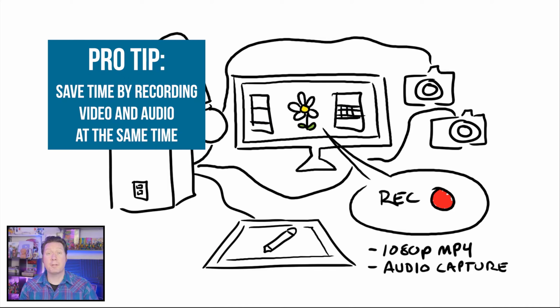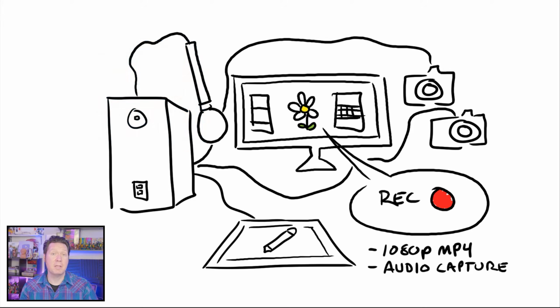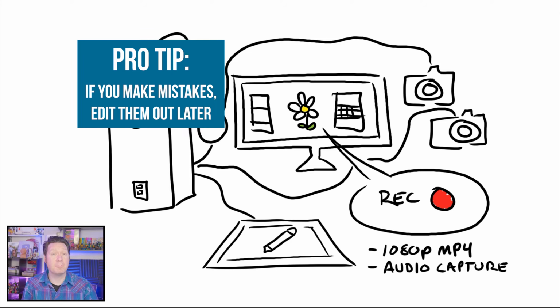Here's a tip for recording your digital whiteboard. If you want to cut down on how much editing you have to do later, try to record your audio and screen at the same time. If you make a mistake, continue with the recording and cut it out later.